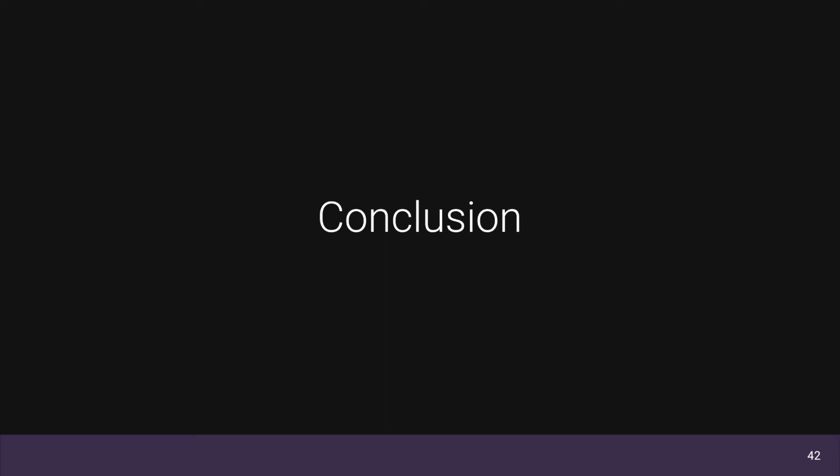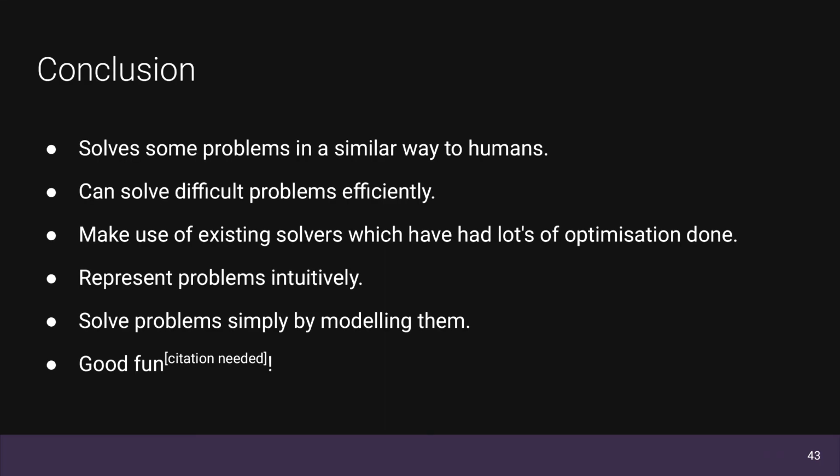So, conclusions. We've seen here how constraint solving can solve some interesting problems in a way that's actually quite close to how humans solve those problems. We've also seen that it can solve problems that are quite complicated, it can optimize problems, and it can do all of this relatively efficiently, even if the problems it's trying to solve are really difficult problems.